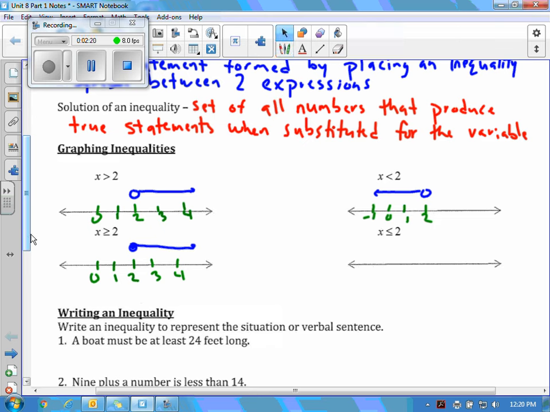So that means when we come over to our last one, and we have x is less than or equal to 2, again, I put my point on the number line. It's less than, so it's going to go to the left, but it's also equal to, so it's going to be bubbled in. So closed circle to the left for less than or equal to.